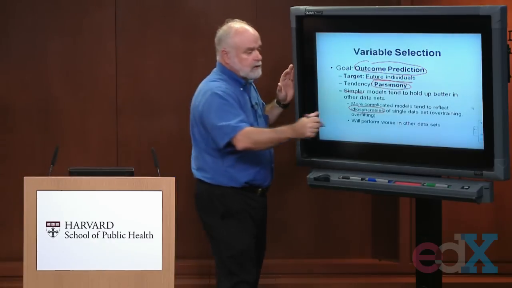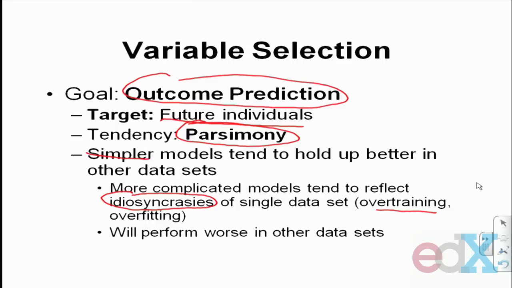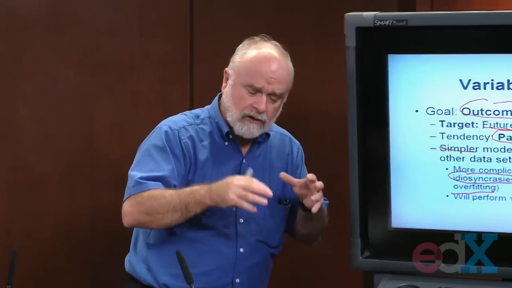That's referred to as overfitting or overtraining in the model building process. I went too deeply into my data set, found associations in this data set that hold true in this data set, but are not going to be generalizable to other data sets. So the bigger model, the more complicated model, that includes these idiosyncrasies, these non-generalizable factors, is not going to hold up very well in future data sets.